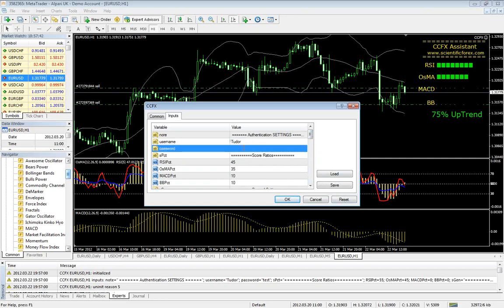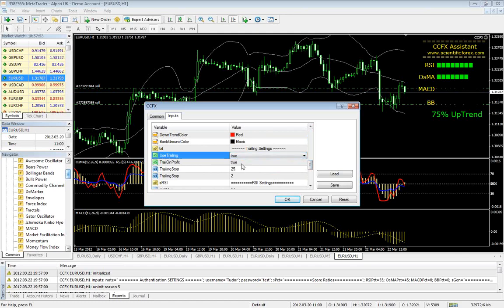And play with trailing stop. This is my recommendation for you in the beginning. Play with trailing stop. Set this one to true. And 25, 20, this will be quite a nice trailing stop for you. Depends what's your stop loss and take profit.